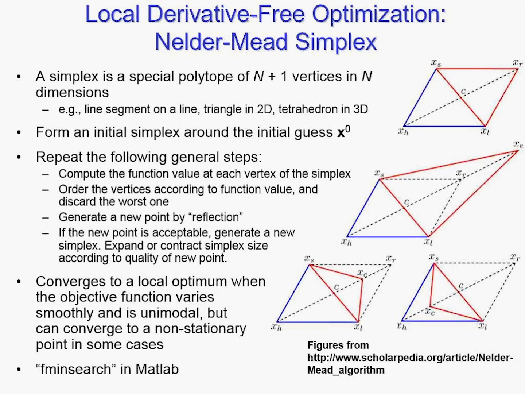The function doesn't have to be differentiable, right? J of x doesn't have to be smooth, as long as a better point has a lower value of J of x than another one. That's okay, right?